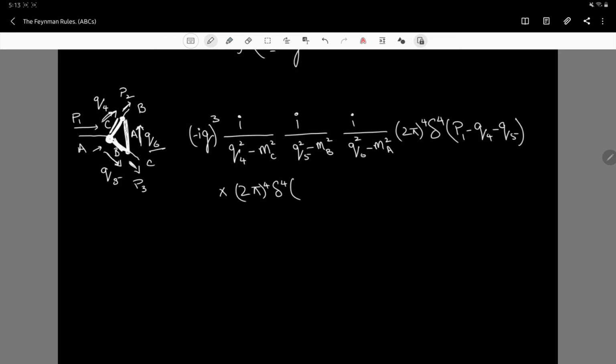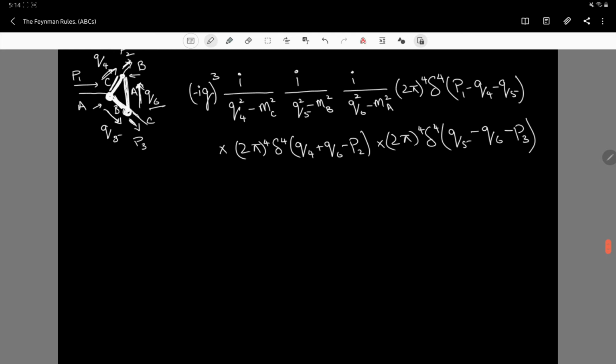For this one, you have Q4 going in, Q6 is also going in, and P2 is coming out. So P2. And then finally for this vertex, you would again have 2 pi to the power 4 delta 4, and Q5 is going in, and Q6 and P3 are coming out. You can see for this vertex Q6 is coming out this way and P3 is coming out this way. So minus Q6 minus P3.